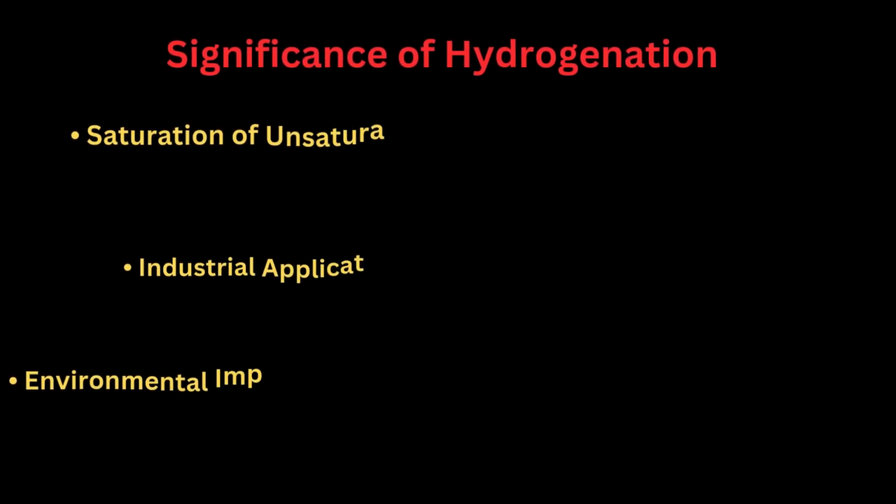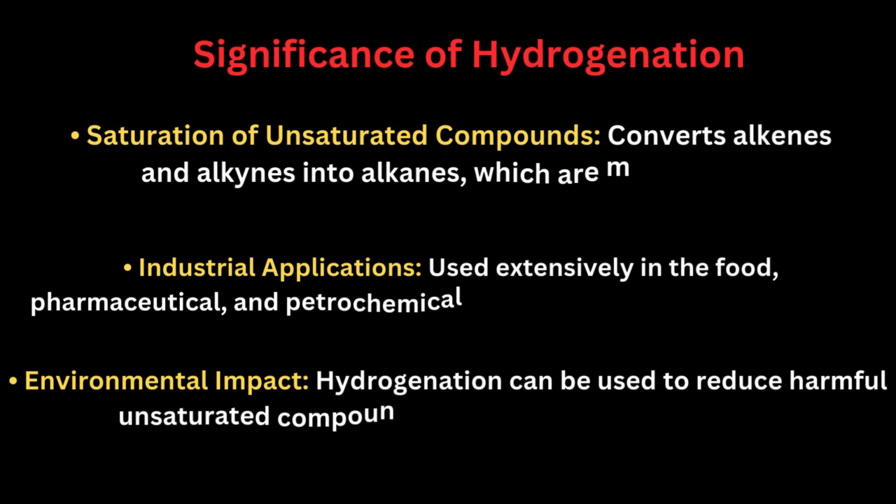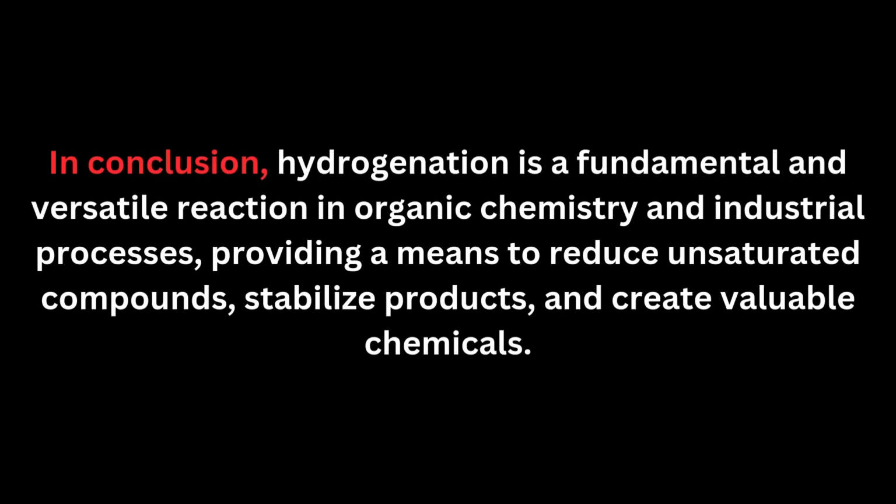Significance of hydrogenation. Saturation of unsaturated compounds converts alkenes and alkynes into alkanes, which are more stable. Industrial applications: used extensively in the food, pharmaceutical and petrochemical industries to produce a variety of important products. Environmental impact: hydrogenation can be used to reduce harmful unsaturated compounds in emissions and pollutants. In conclusion, hydrogenation is a fundamental and versatile reaction in organic chemistry and industrial processes, providing a means to reduce unsaturated compounds, stabilize products, and create valuable chemicals.